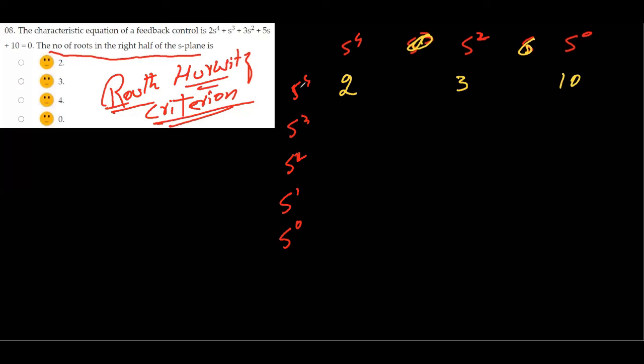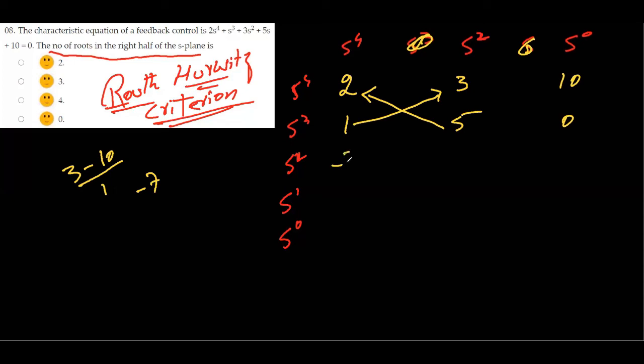Here you will write the odd ones. So your odd ones will be 1, and then 5, and there is no other odd, so this will be 0. So now we need to multiply 1 times 3 minus this, divided by 1. So 1 times 3 is 3, minus 5 times 2 is 10, divided by 1. So this will be equal to minus 7. So here you will get minus 7.